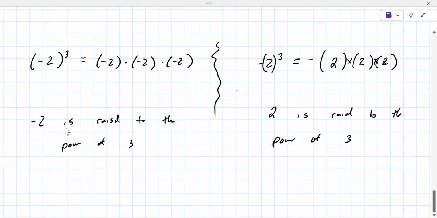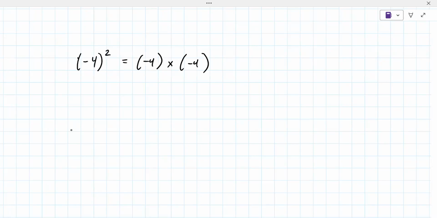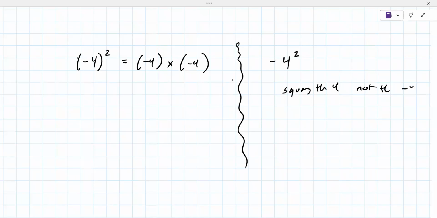So let's try something else here. How about -4 squared? That is -4 times -4, because the thing that's being squared is what's inside parentheses. Now over here, -4 squared, and notice I say it the same, even though it's not the same. I'm just squaring the 4, not the -4. So this is just 4 times 4 with a negative out in front.